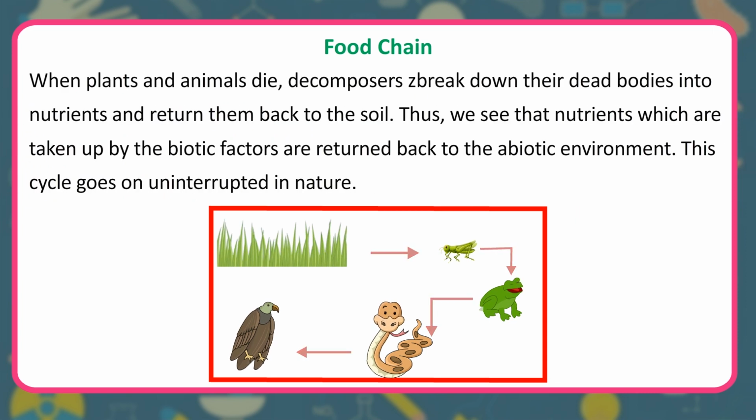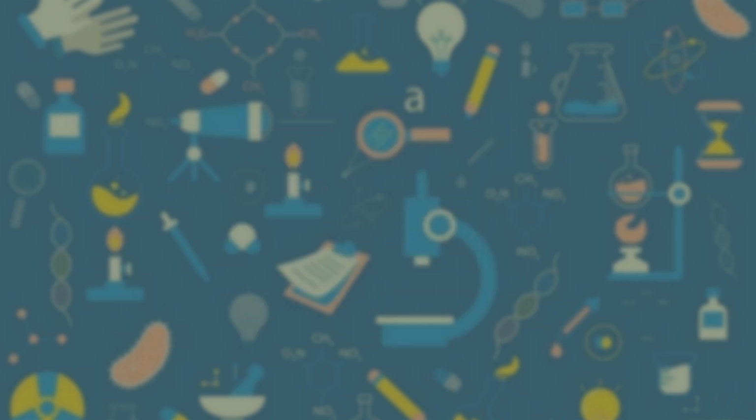When plants and animals die, decomposers break down their dead bodies into nutrients and return them back to the soil. Thus, we see that nutrients which are taken up by the biotic factors are returned back to the abiotic environment. This cycle goes on uninterrupted in nature.